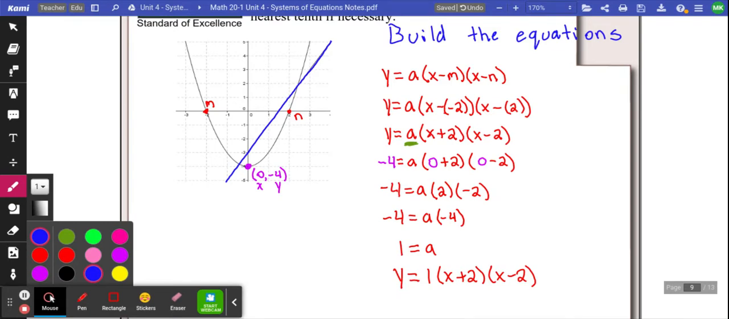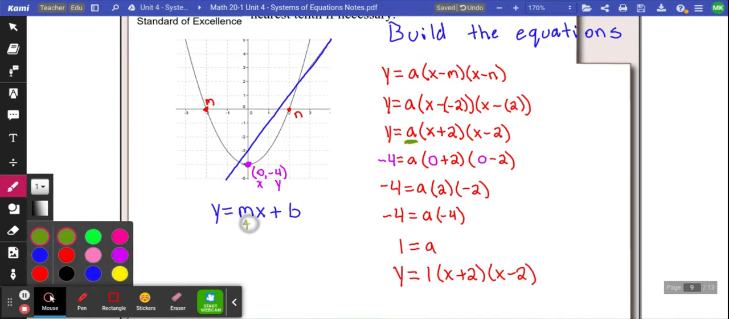To build a linear equation, you need to know the format in which you build it. Much like in that quadratic, we started off with factored form, linears have a form too. Linear form looks like this: y equals mx plus b. And now you might be thinking to yourself, oh yeah, I remember this. Where m is called the slope of a line, and b is your y-intercept of that line.